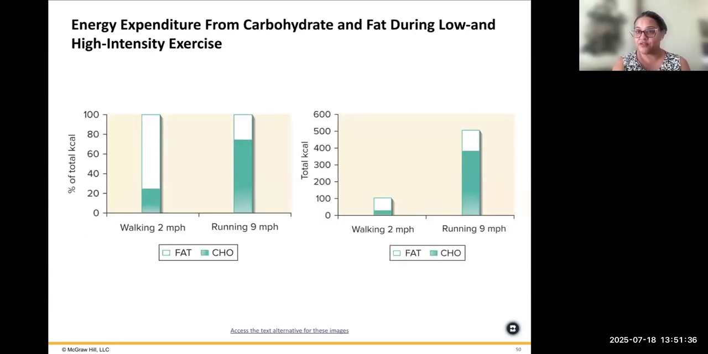So here's a couple of charts comparing carbohydrate and fat loss during high intensity exercise. You burn more fat in that 40 to 50% rate, but overall, you will burn more calories overall running faster and doing more intense exercise.